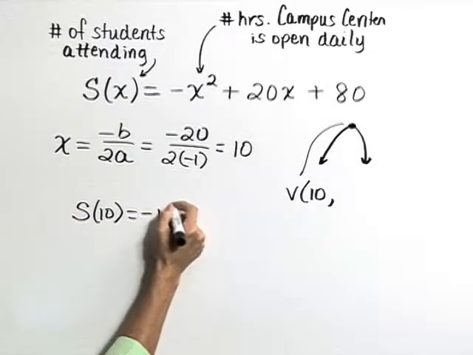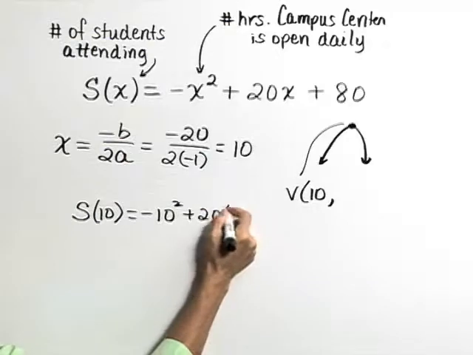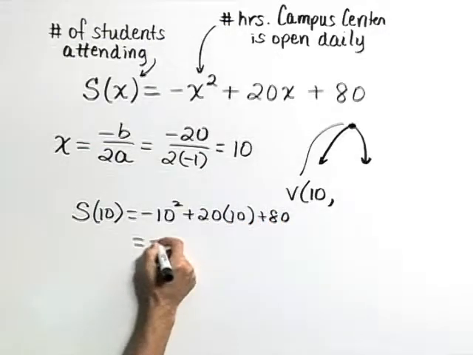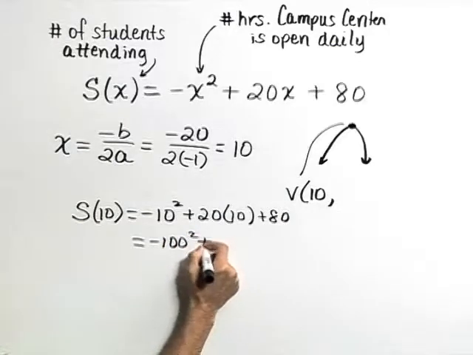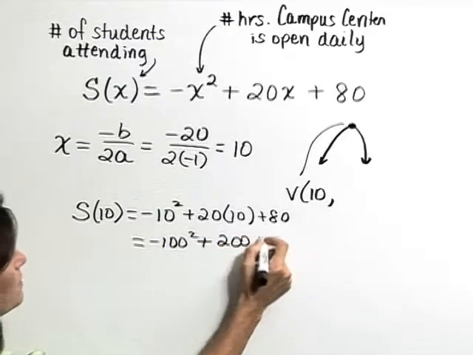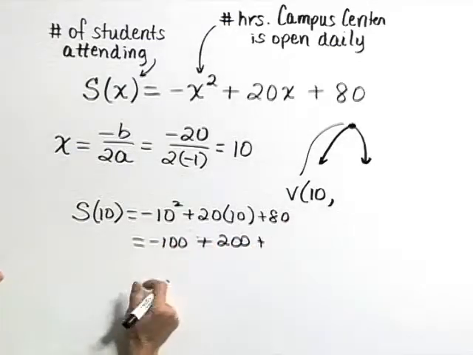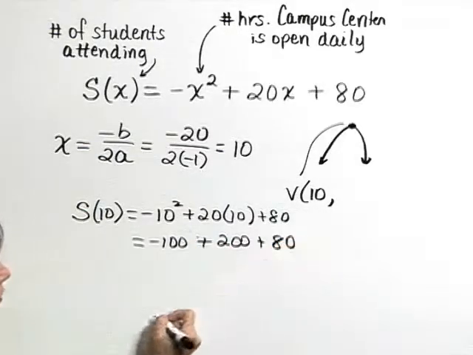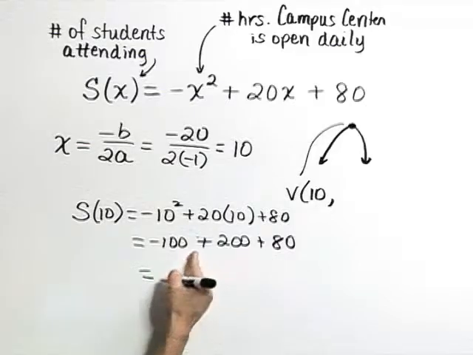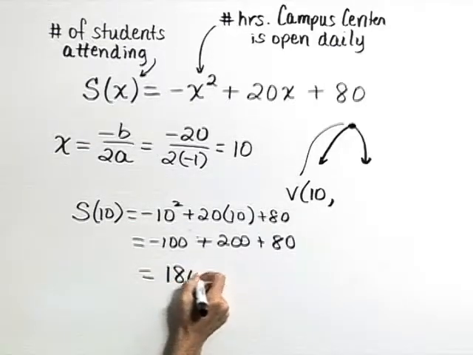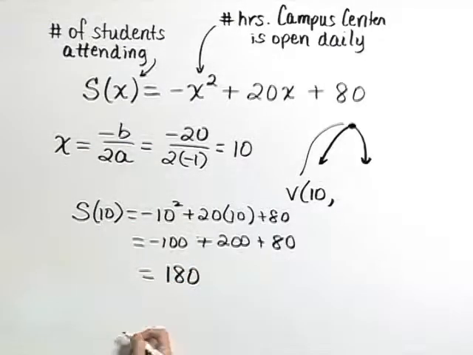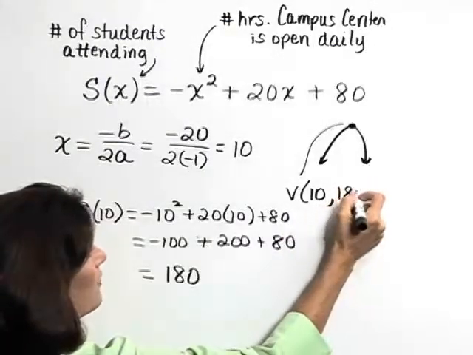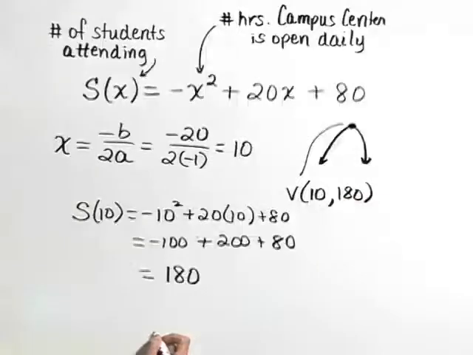That's negative 10 squared plus 20 times 10 plus 80, or a negative 100 plus 200. That's a negative 100, not squared, plus 200 plus 80. 280 minus 100 is 180. So the functional value, you might think of that as the y value for that vertex, is 180.